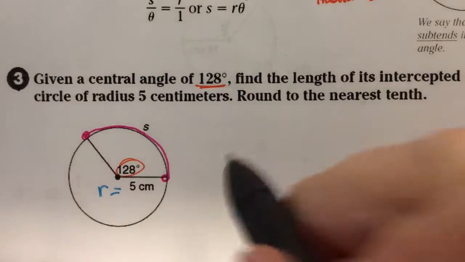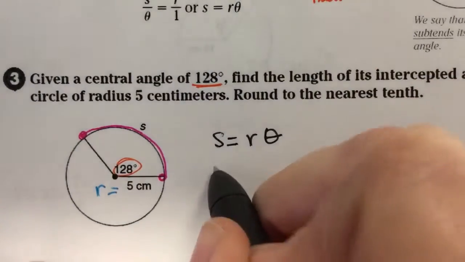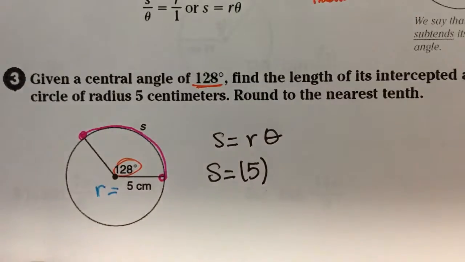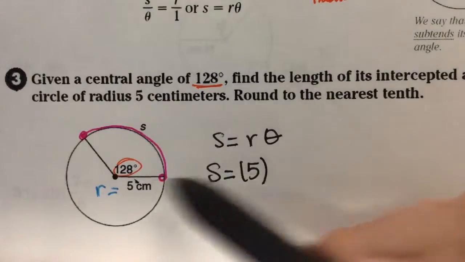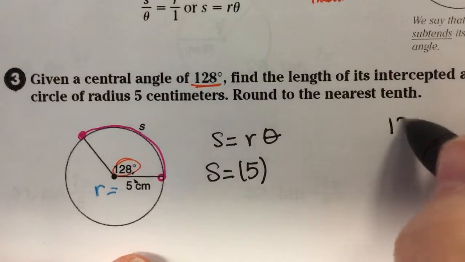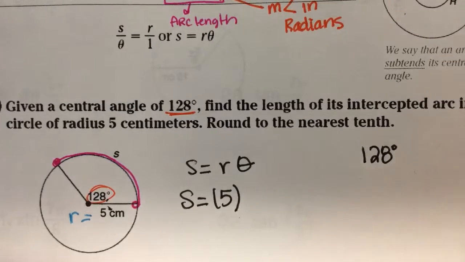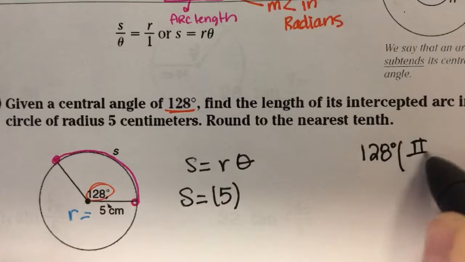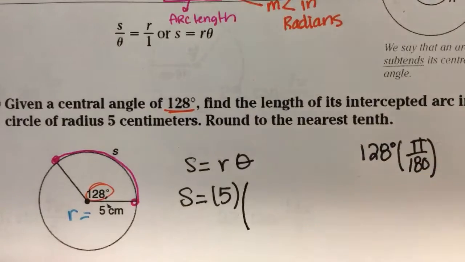So here we go. S equals R theta. So arc length equals the radius, which was 5, and theta has to be in radians. So the first thing I need to do is convert 128 degrees into radians. And earlier we knew that 1 degree was worth pi over 180. Now, if you want, you can just fill that in.